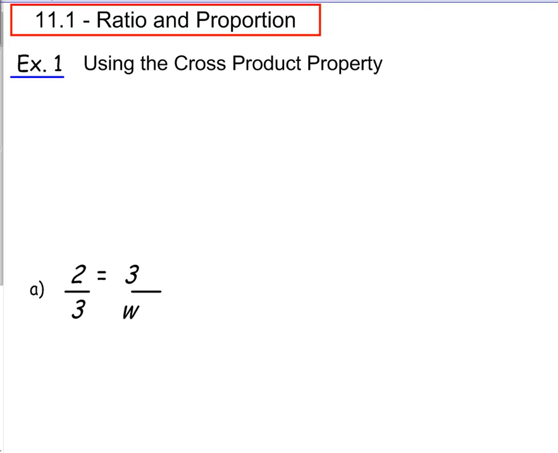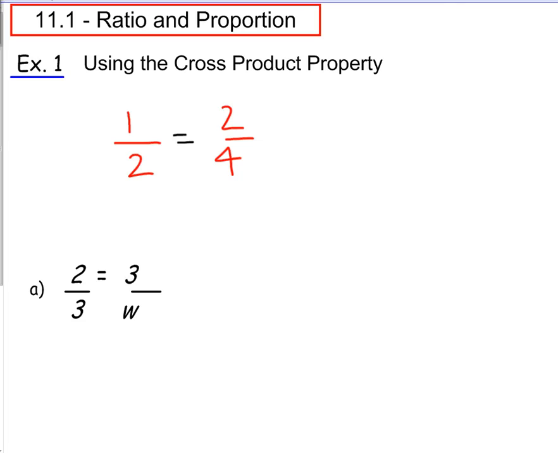A ratio is just a way of comparing two quantities. So we could say 1 over 2, and this could mean something like there's one boy for every 2 girls in a class. And a proportion is just stating that two ratios are equal. So we could say that 1/2 is equal to 2 over 4. That would be something like there are 2 boys for every 4 girls in a class. So 1/2 is equal to 2/4.